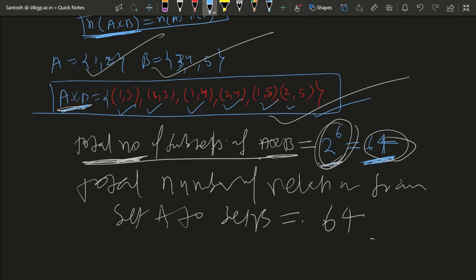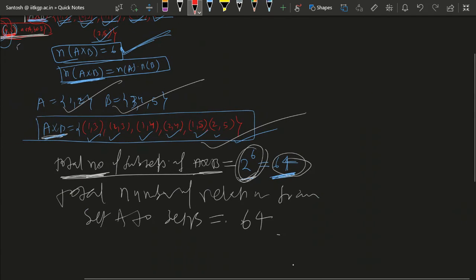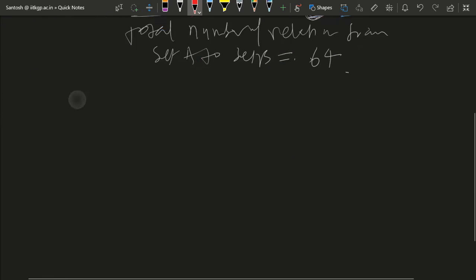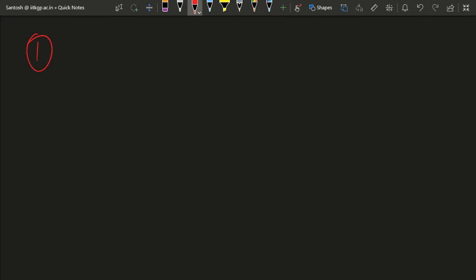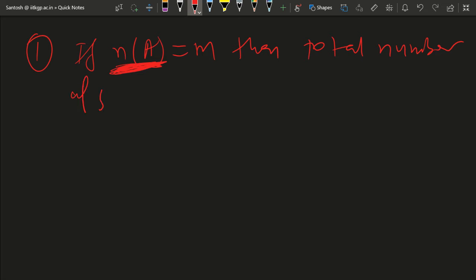Because there is a formula. So what is the formula? Let me write the formula in the remark at the bottom. I use two concepts. If the number of elements in set A is m, then the formula is: total number of subsets of A. What is that? Total number of subsets of A.